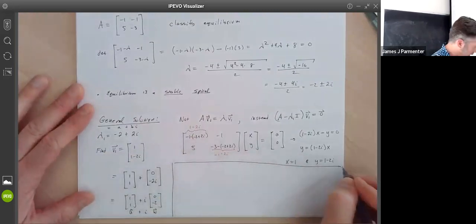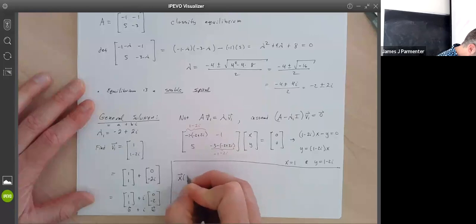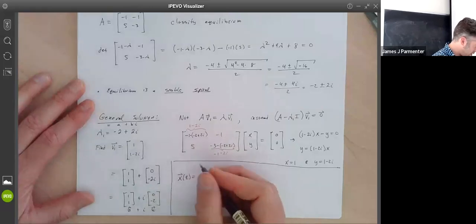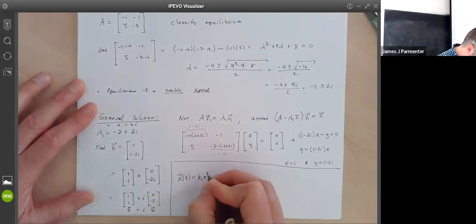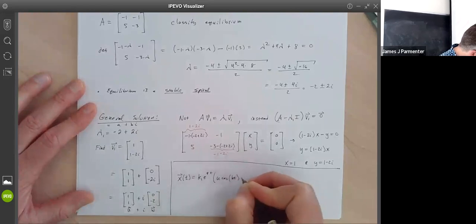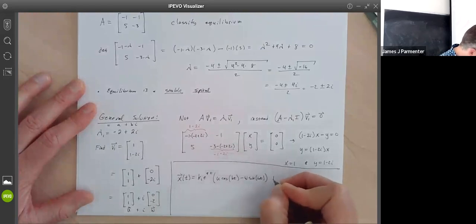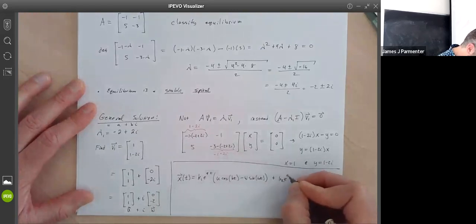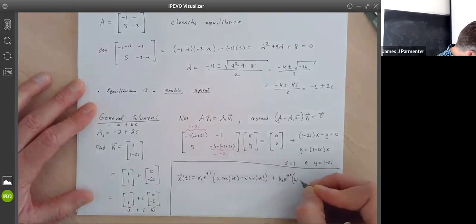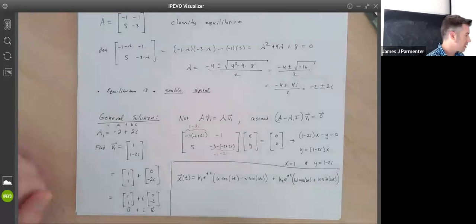I'm literally just copying this formula from the book or from his notes. The general solution is x of t equal to, it's kind of gross and long, k1 e to the at times u cosine of bt minus w sine of bt, plus k2 e to the at times w cosine of bt plus u sine of bt. No one should memorize that. It's terrible.